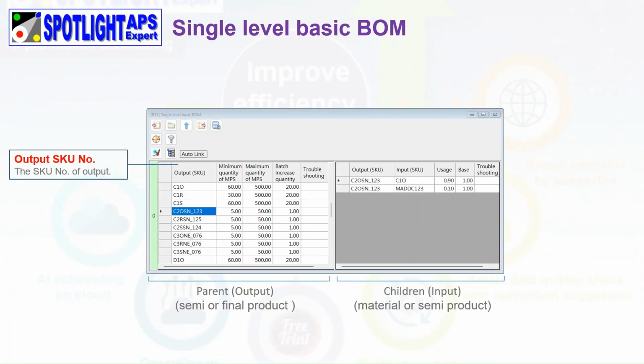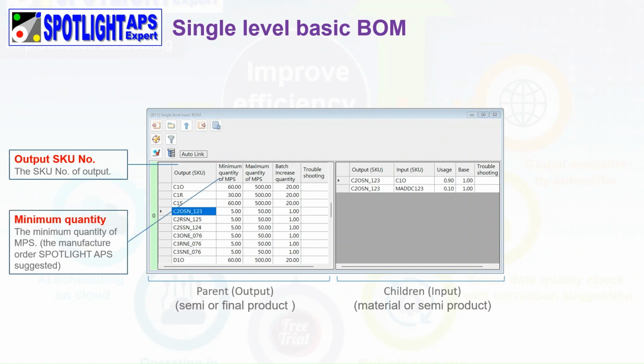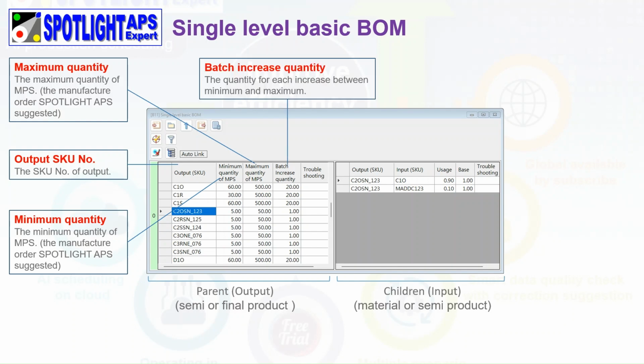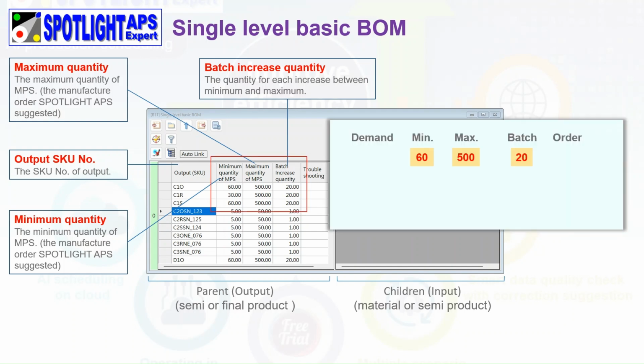Field output SKU number: the SKU number of the output item. Field minimum quantity: the minimum quantity of a suggested manufacture order. Field maximum quantity: the maximum quantity of a suggested manufacture order. Field batch increase quantity: the quantity of a suggested manufacture order must be a multiple of this quantity. SPOTLIGHT APS sums the demand quantity to create a suggested manufacture order.